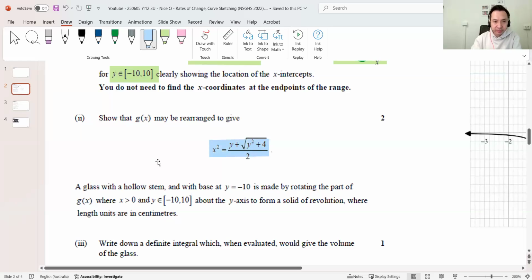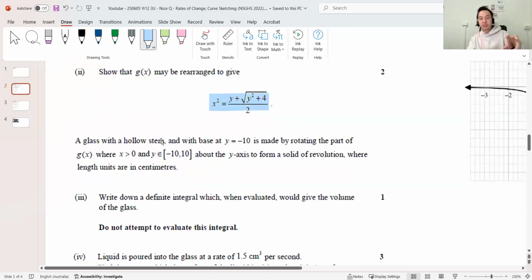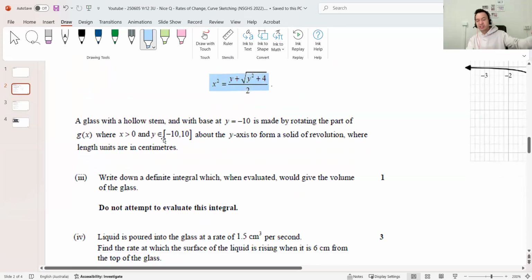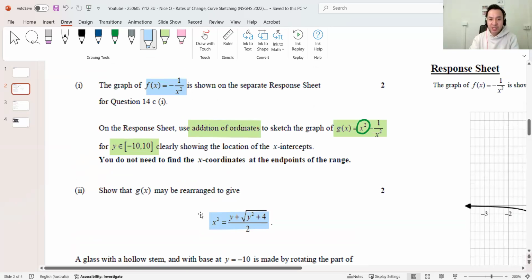That looks pretty easy. Now part 3, I'll get into it later. Basically, it's a volumes question, so a bit of everything. There's curve sketching, there's calculating volumes, and also there's rates of change. I'll get into that maybe later. So for now, let's sketch and rearrange first.